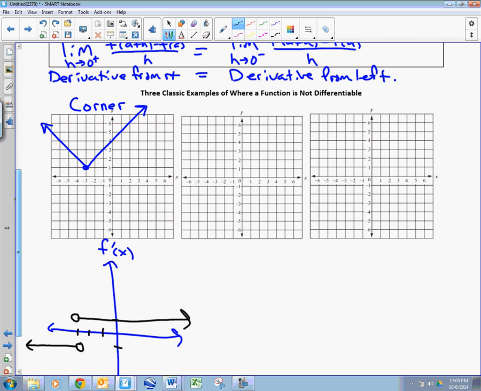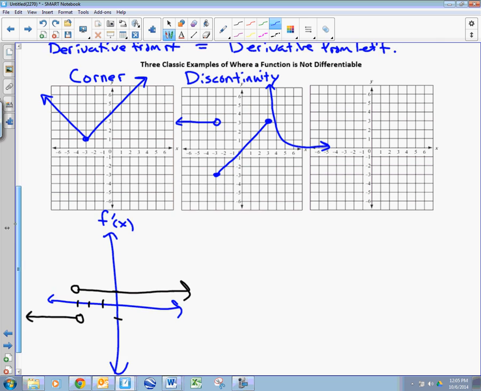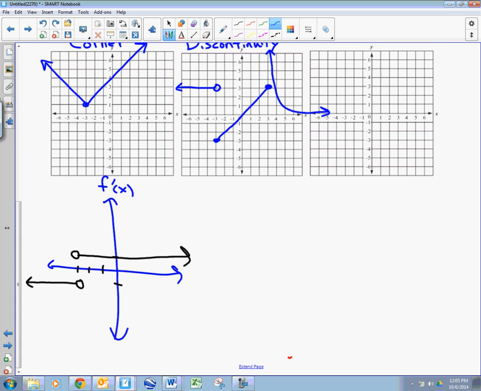Let's look at another example where it's discontinuous. I'm sorry, not differentiable. And that's when you have discontinuity. So I'm going to draw a graph that will be discontinuous. You can sketch the same one.